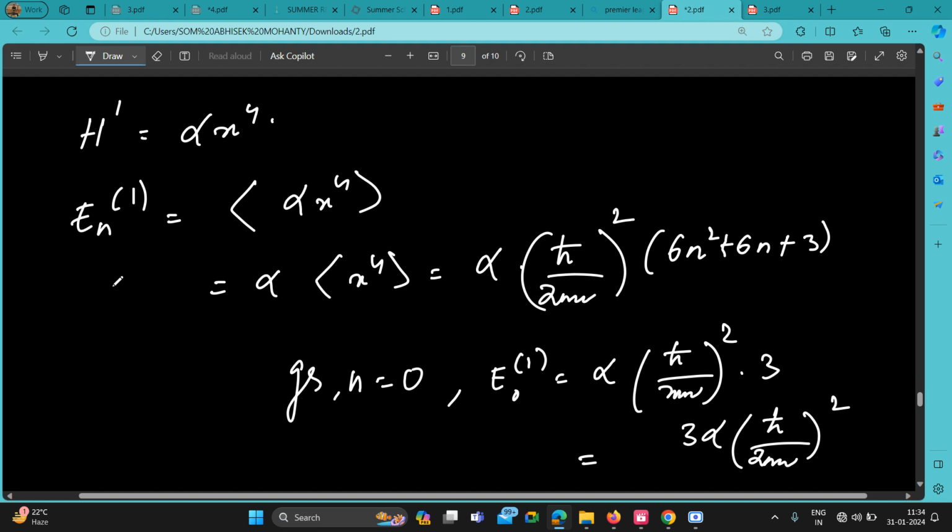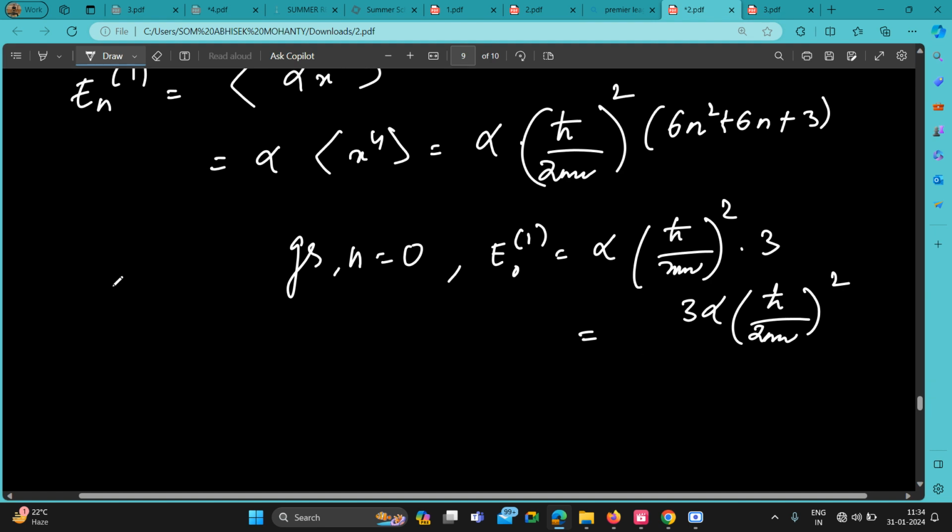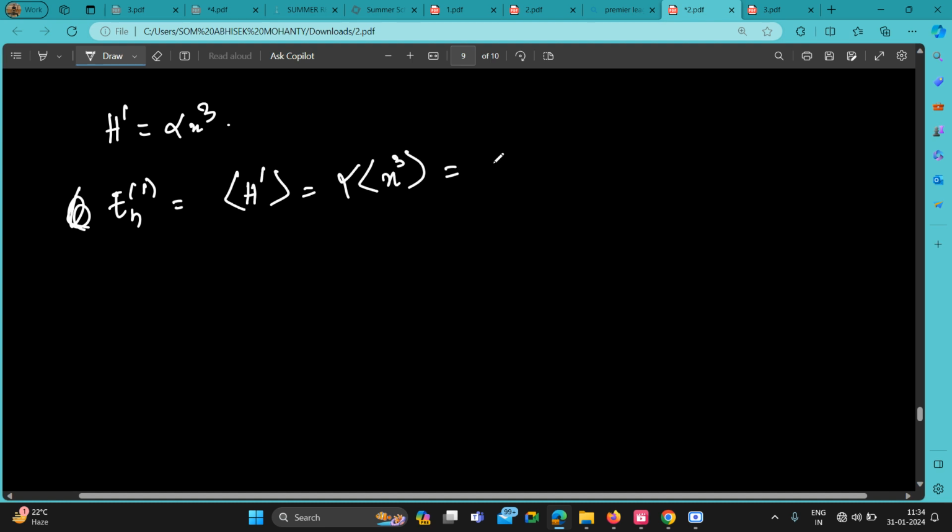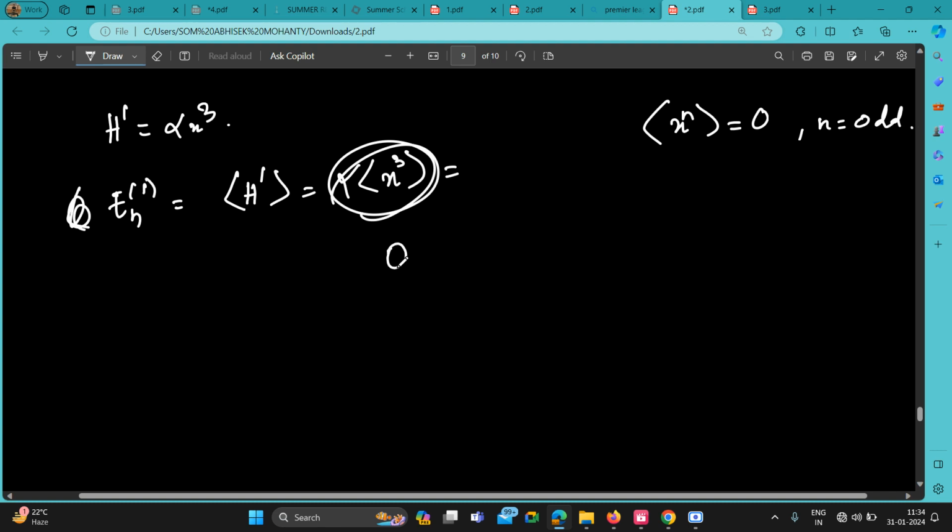Next, so harmonic oscillator, you can do this. Another, suppose the perturbation is say alpha x cube. So En1 is what? Alpha x cube. This is how much? See, x to the power n expectation value is equal to 0 if n is odd. Simple. This will be 0. Okay.